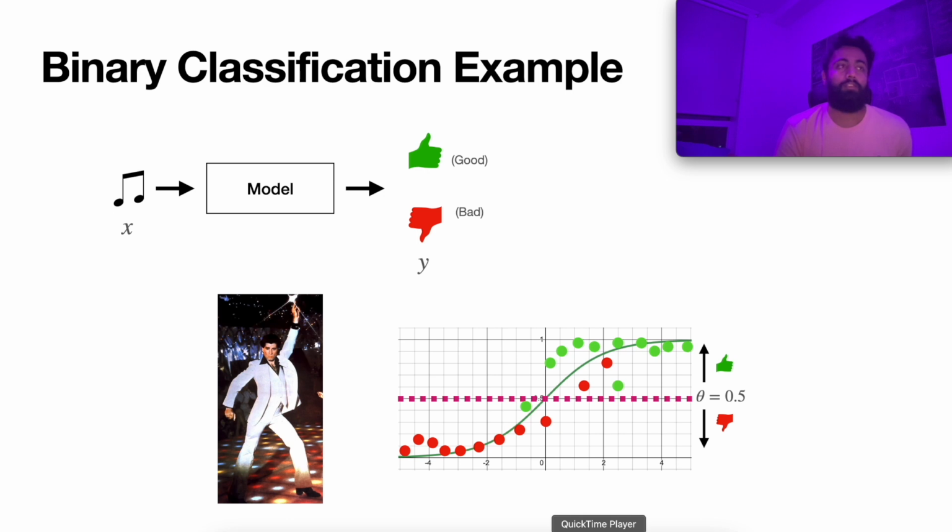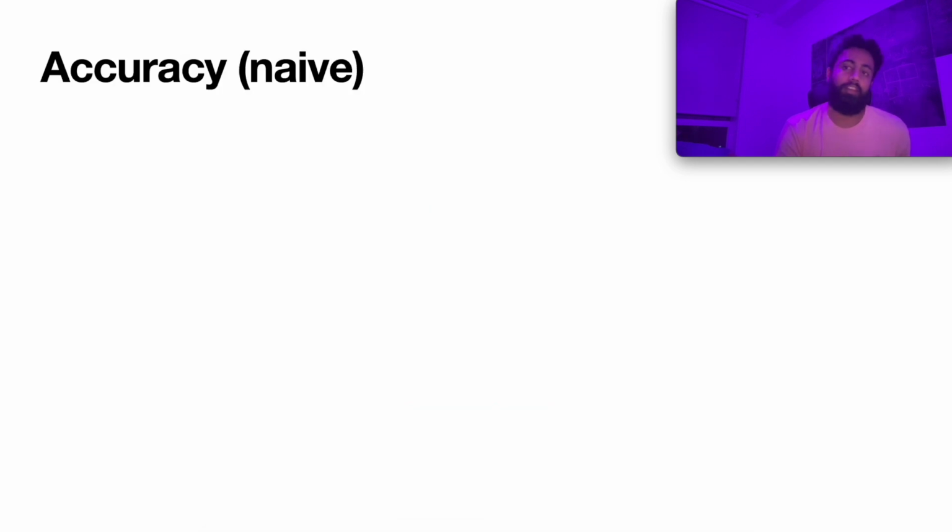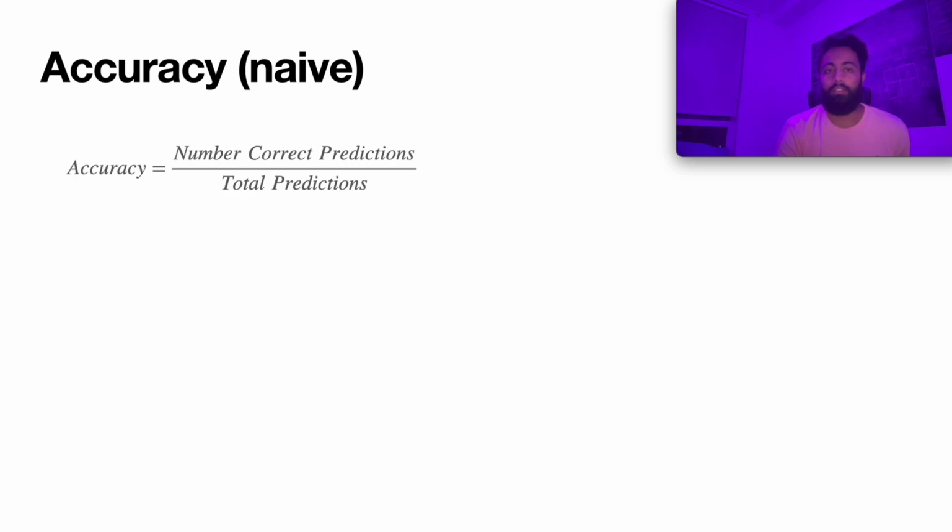We set a threshold value of 0.5, and anything above this threshold value is considered to be a yes, indicating that this is a good song recommendation. Anything below this threshold value is supposed to be a no, indicating a bad song recommendation. To start off looking at the generic accuracy approach, we can use this formula: number of correct predictions over total predictions. Now we have to ask ourselves, what does it mean for our model to be correct?